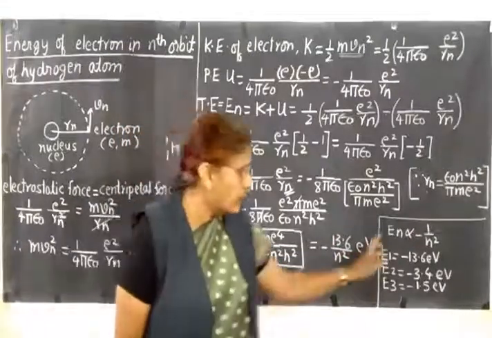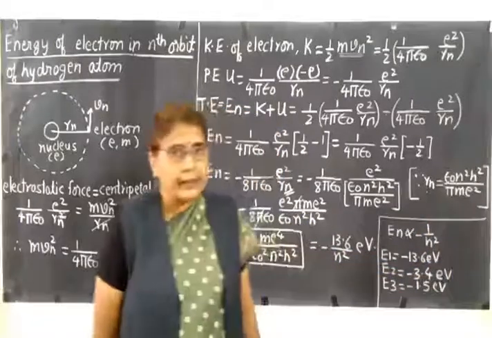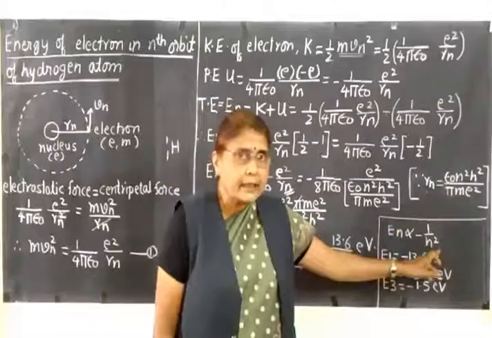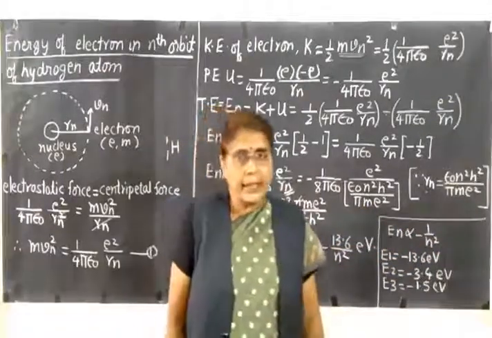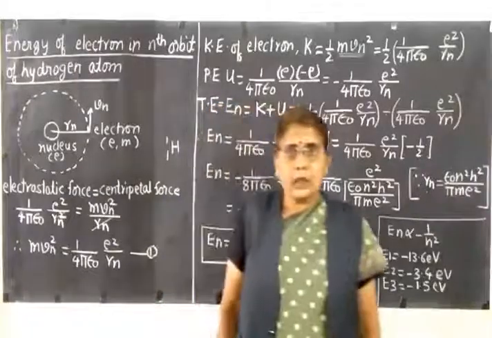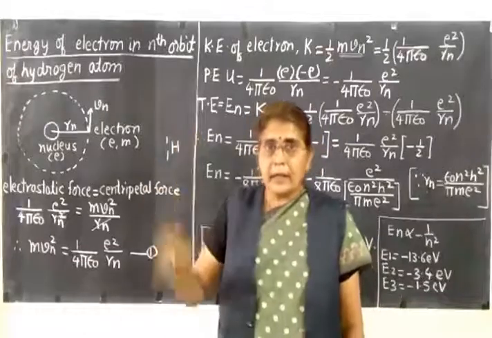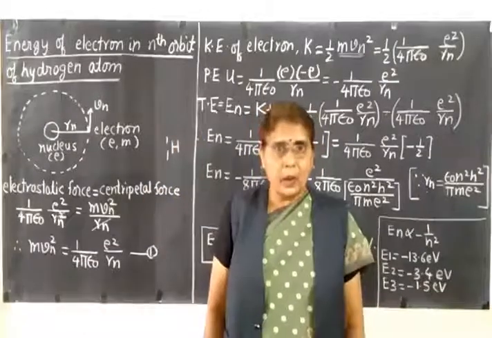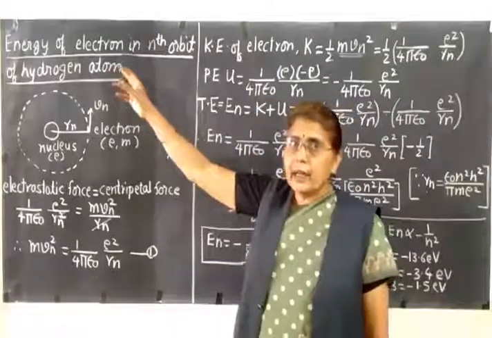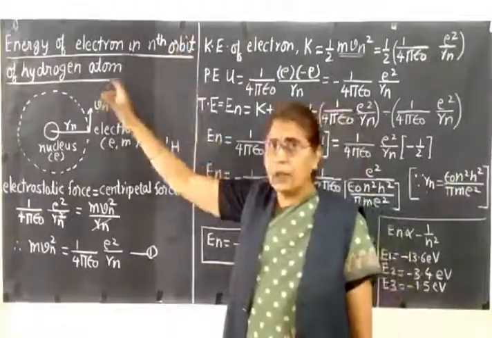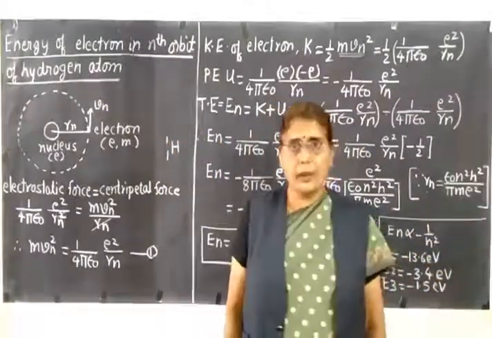This clearly shows that En is proportional to minus 1 upon n square. That is, we find that as the quantum number increases, the energy also increases because there is a negative sign. Or else we conclude that electrons revolving in the outer orbits have more energy compared to the electrons revolving in the inner orbit. So this is all about the derivation for total energy of an electron in the nth orbit of hydrogen atom, assuming the expression for radius of the orbit.